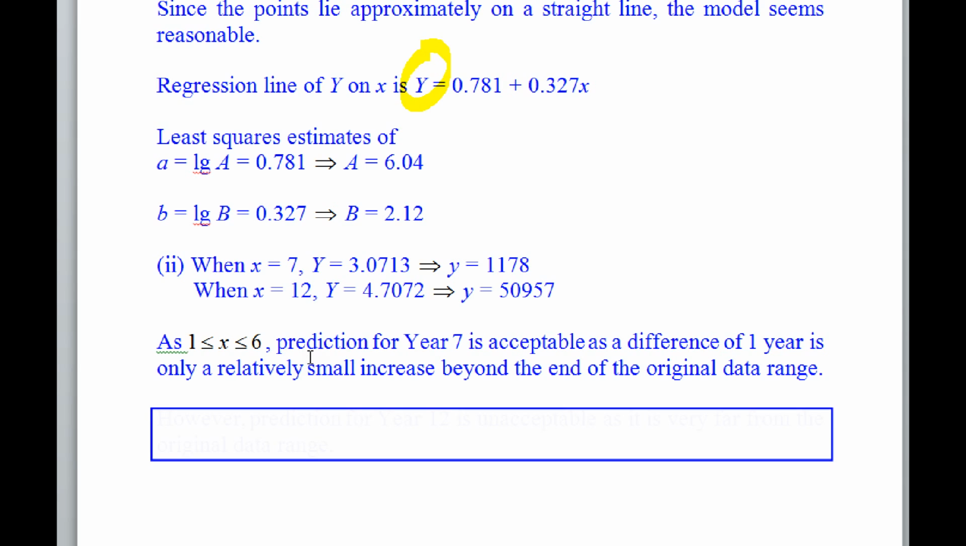If x is equal to 12 later, then you will know the answer. Am I right? Then some of you will start to question, what if it's year 8, how?